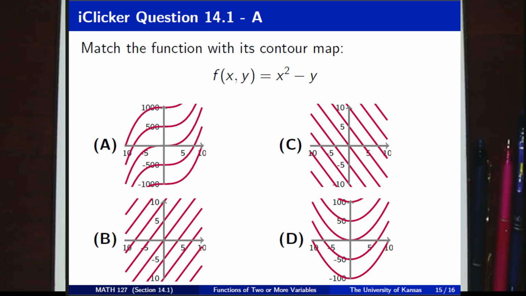What does the level set for this shape look like? You set the z equal to a constant. What shape are you expecting? Parabolas. 4, 3, 2, 1, 0.